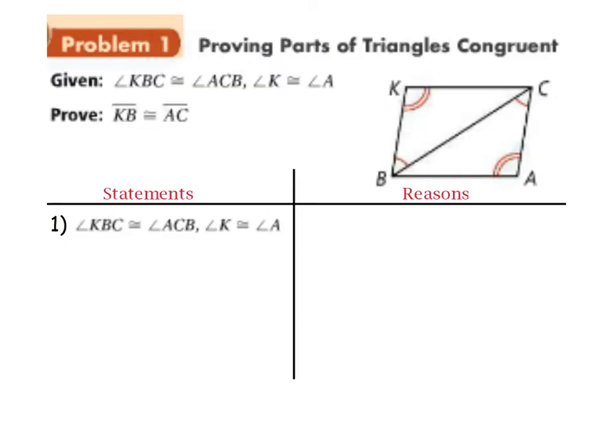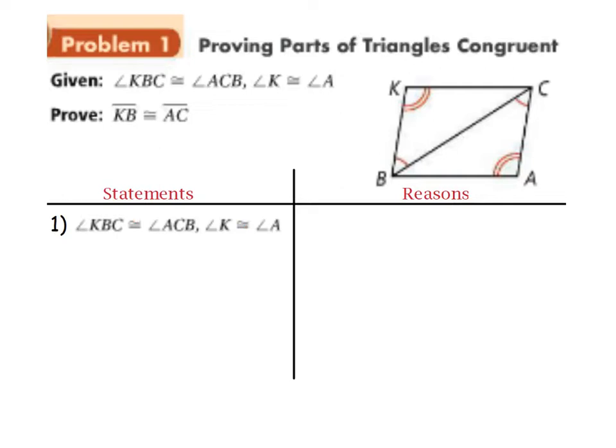Let's look at one. My first goal is to prove the triangles congruent, because if I can prove the triangles congruent, then I'll know that KB right here and AC right here, those are corresponding parts of the 2 triangles. Those are going to end up having to be congruent also. Start with proving triangles congruent.